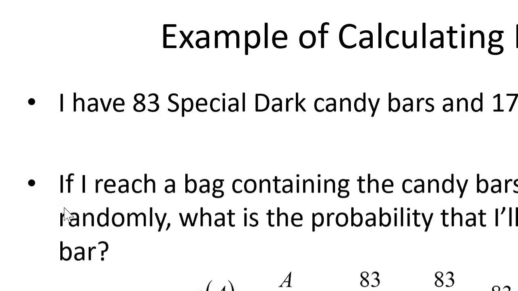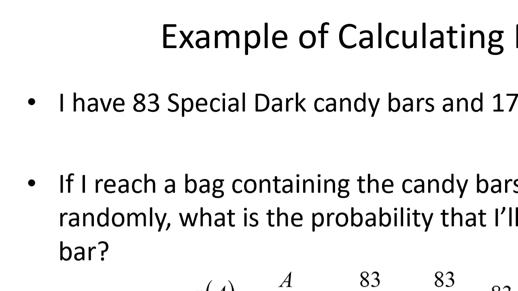let's say, the probability of getting a Special Dark candy bar, we would simply take the subset A, which is 83 Special Dark candy bars, and divide it by the universal set, which is 100 events, which is basically the Special Dark plus the Mr. Goodbar candy bars, and we would get a probability of 0.83 of getting a Special Dark candy bar.